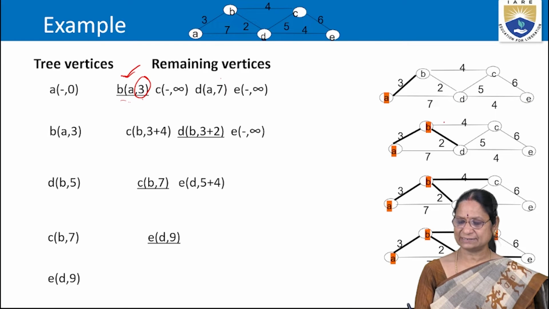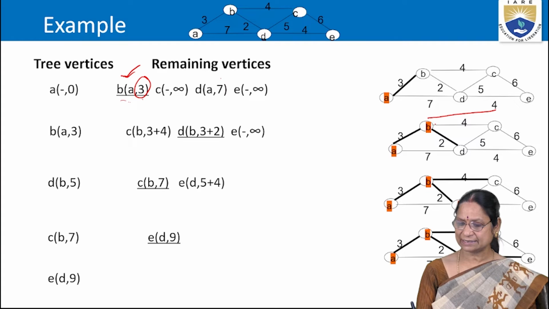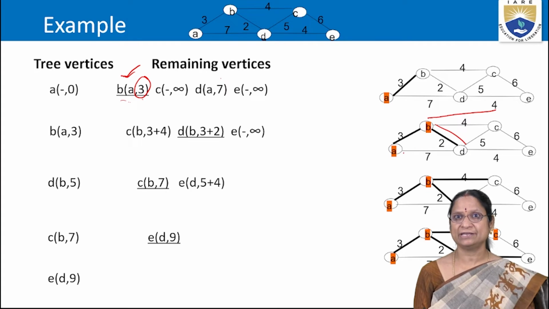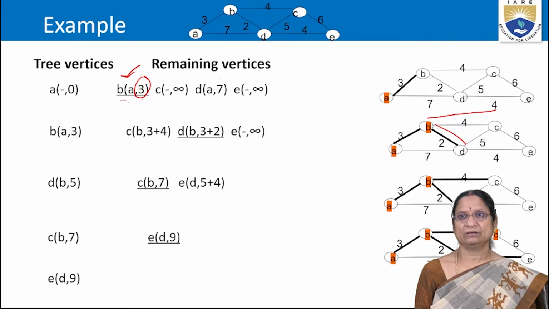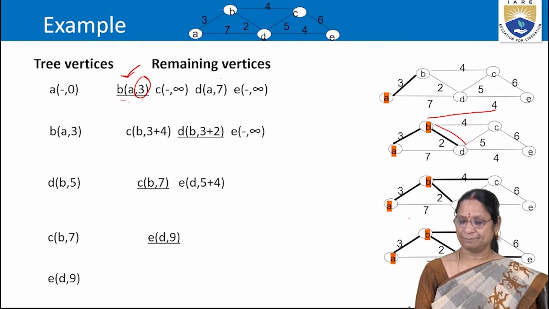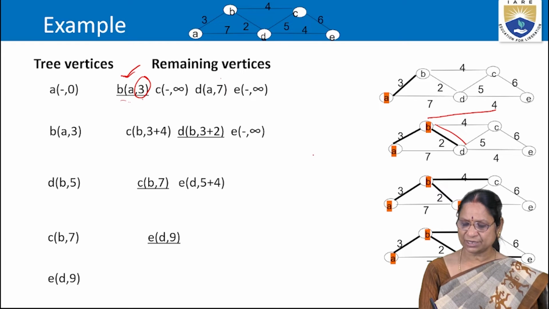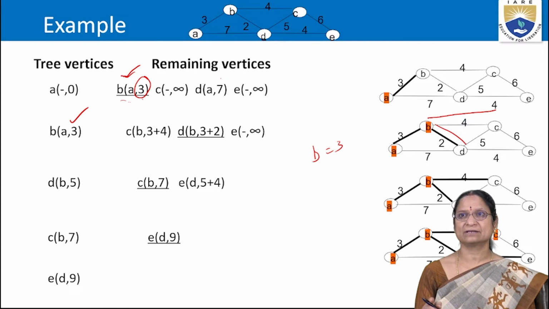Then I am supposed to consider from B the direct edges. From B the direct edges are here, here, and A cannot be considered because it is already included in my selected vertices. So I have to consider B to C and B to D. Now the relaxation rule is applicable. What is the reachability cost to B from source? 3. This is from source, it is 3 reachability cost.